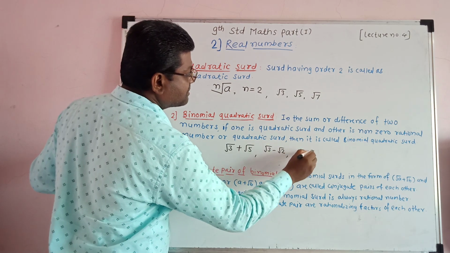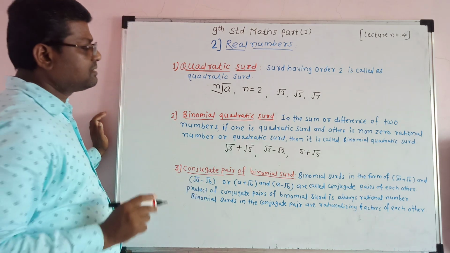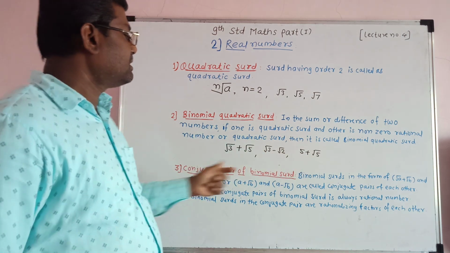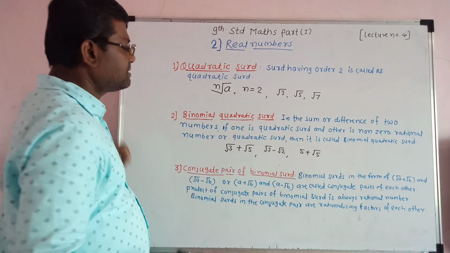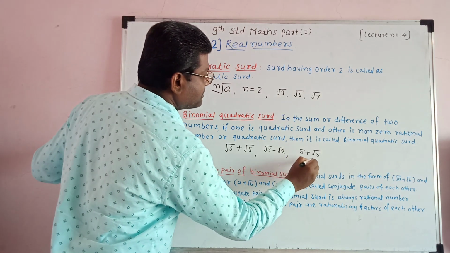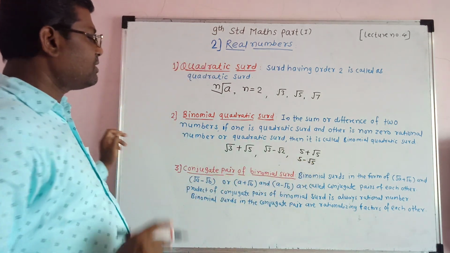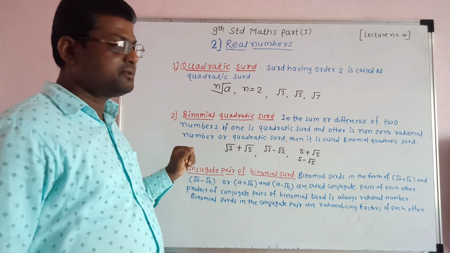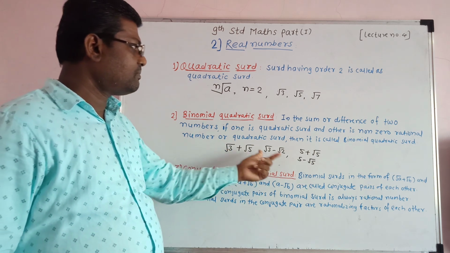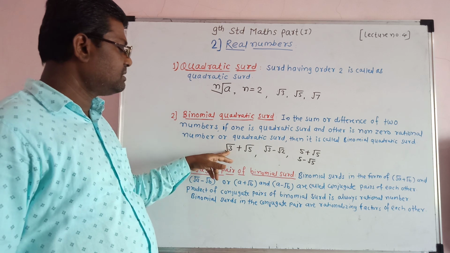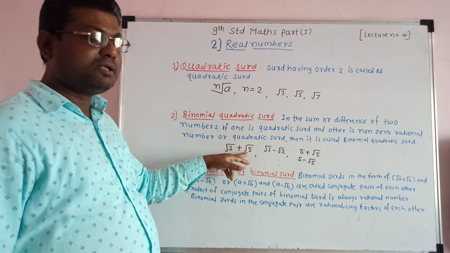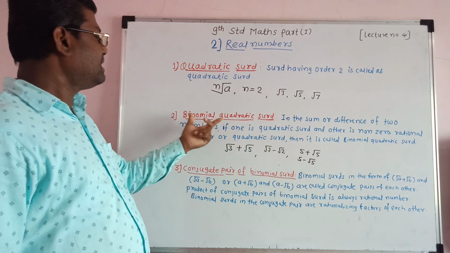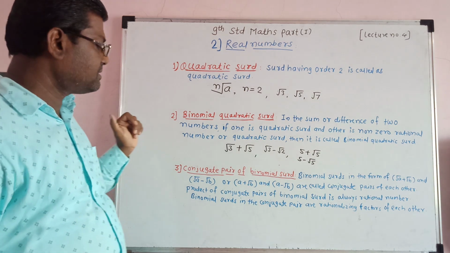Suppose 5 plus root 5. In this number, 5 is a non-zero rational number and root 5 is a surd. Therefore, this is also a binomial quadratic surd. We take a number 5 minus root 5. This is also a binomial quadratic surd. So what is meant by binomial quadratic surd? In the sum or difference of two numbers, one of which is a quadratic surd and the other is a quadratic surd or non-zero rational number, then it is called a binomial quadratic surd.